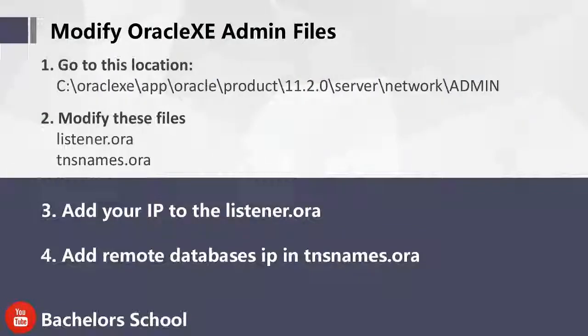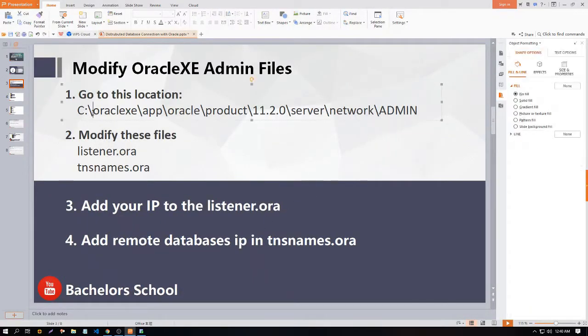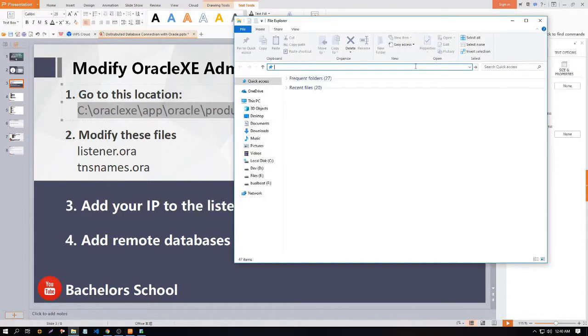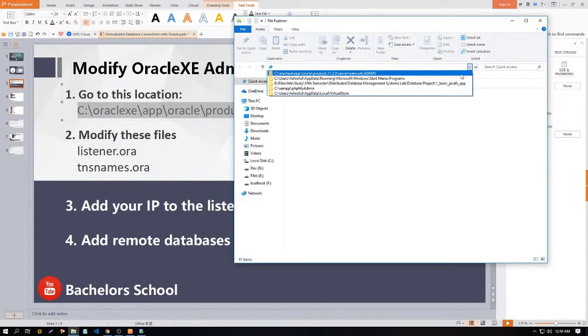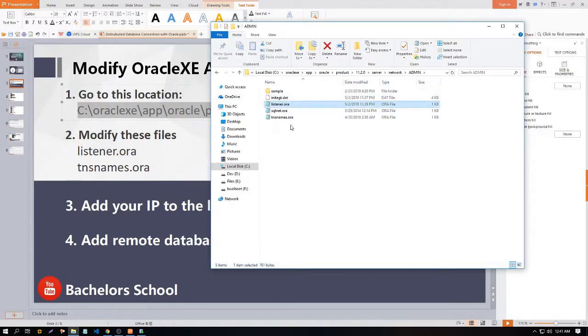So let's see now. The first step is to modify the Oracle XE admin files. First of all, we have to go to this location and modify the two files. So let's see. First of all, copy this location from the slide and paste it. Now the two files are listener.ora and tnsnames.ora.